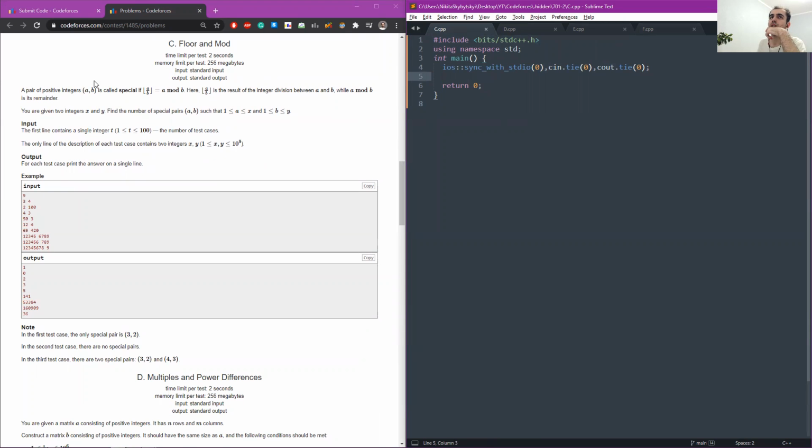A pair of positive integers, hello darkness, my old friend, I guess, is called special if a quotient is equal to the remainder. Given two integers x and y, count the number of special pairs such that a is up to x and b is up to y. And these are huge.